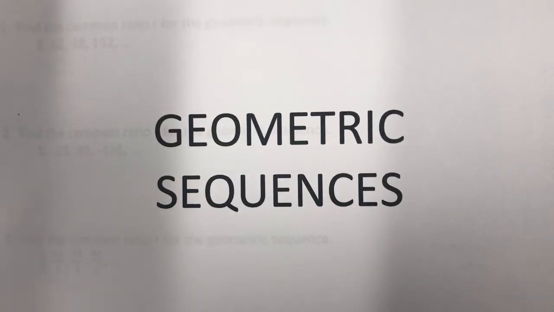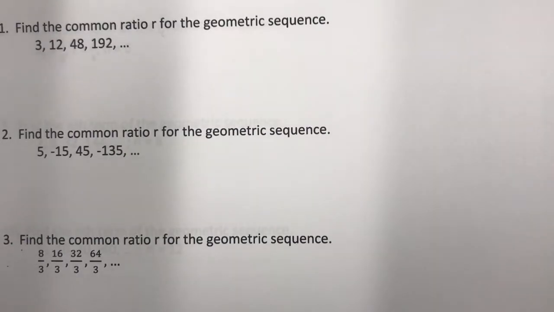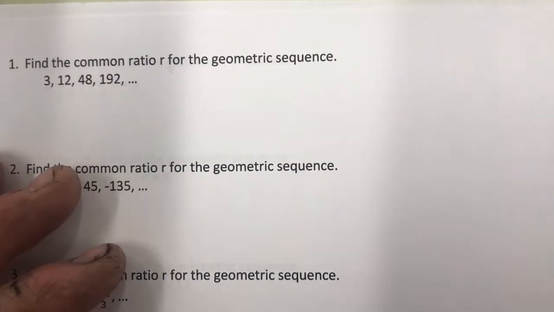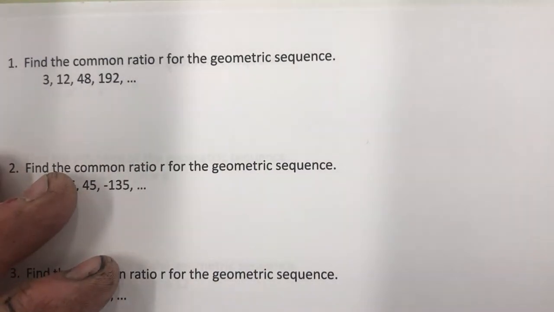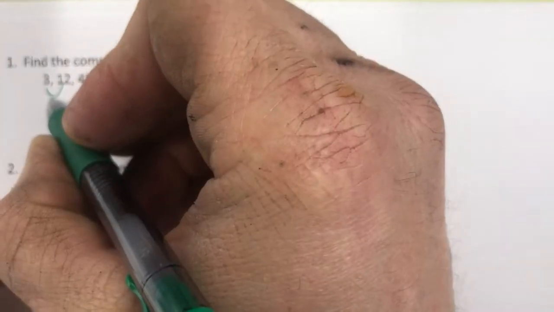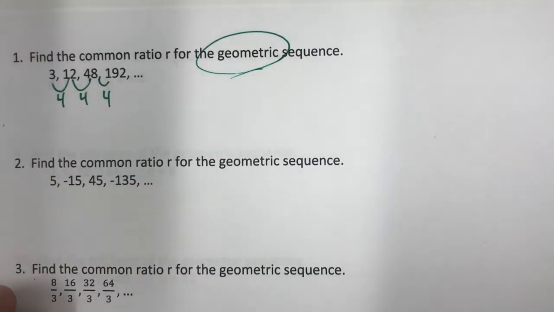All right, in this video, we're looking at geometric sequences. This is a geometric sequence right here: 3, 12, 48, 192. You can see that it has a common multiplier. We're multiplying by 4 each time. That makes it geometric when you have a multiplier.